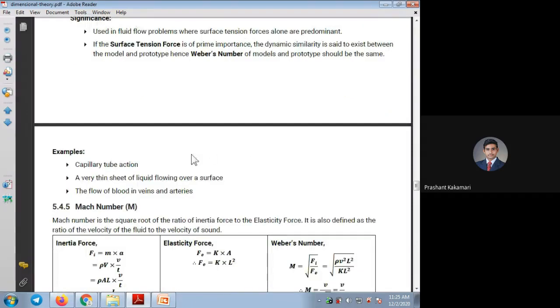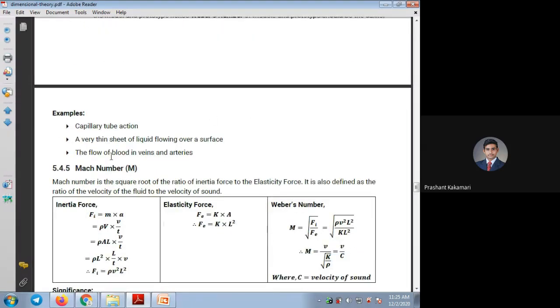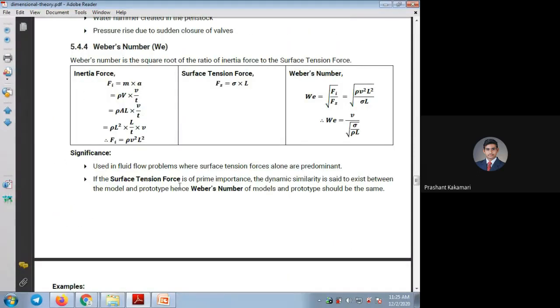Applications are, as I told, the capillary tube, and thin sheets of fluid flowing over a surface or in a closed channel. If just the surface is flowing, then there will be some surface tension. Then the flow of blood in the veins. So here you have gone outside engineering, to some medical applications like flow of blood in veins and arteries, where some capillary action is taking place. Depending upon the surface tension, how this flow is going to be controlled. So that example is also taken. So these are the applications of this Weber number.